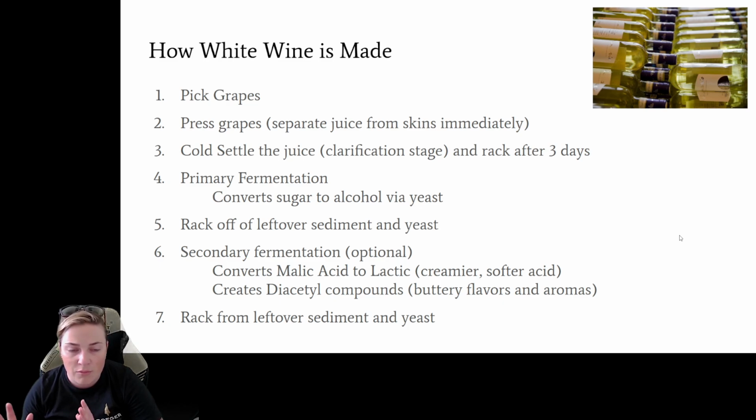So you'd take that raw juice product, then you would cold settle it. You'd put it into a tank and let it get really cold, and all the pulp will settle to the bottom, all the gunk or dirt. Then you would rack it after 3 days.